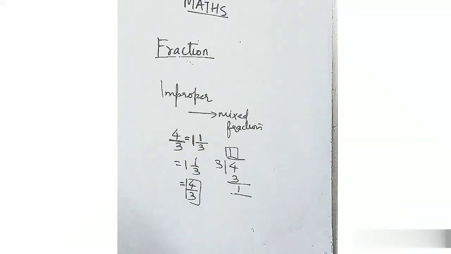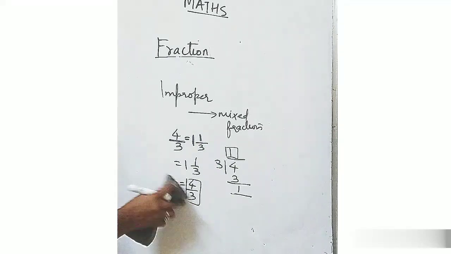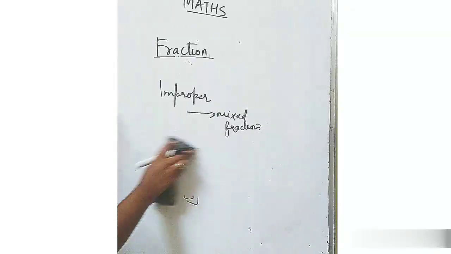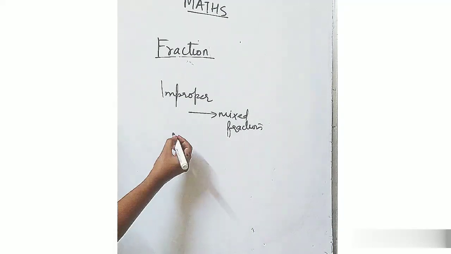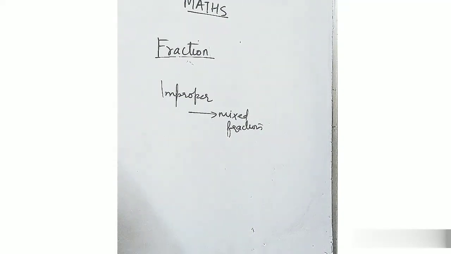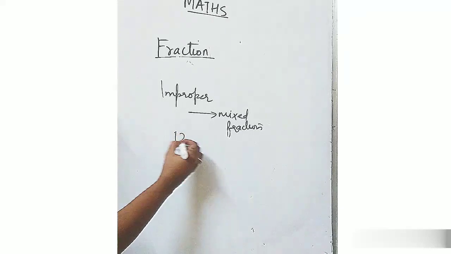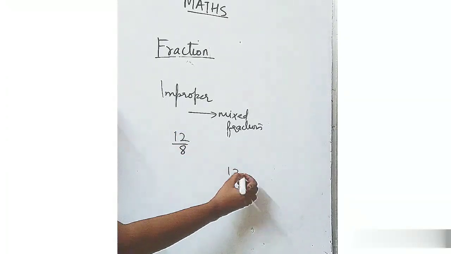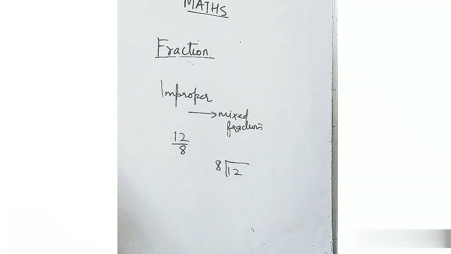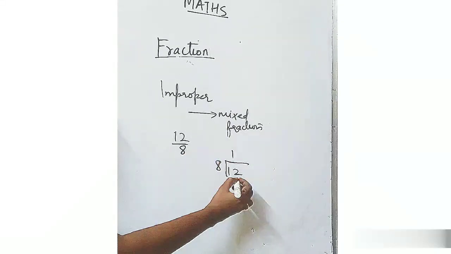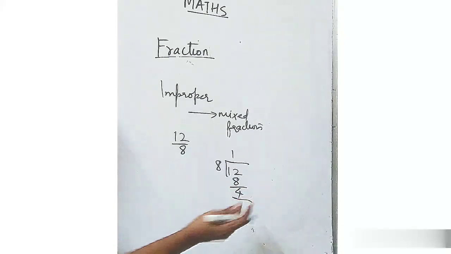I'll take a bigger number, students. See, I'm going to take a different type of fraction. 12 upon 8. Now I told you 12 should be the numerator, put inside, and I have to divide it by 8. Now 8 table, 12 will not come. I'll divide it. 8 ones are 8. 4 is the remainder. Further we cannot proceed.